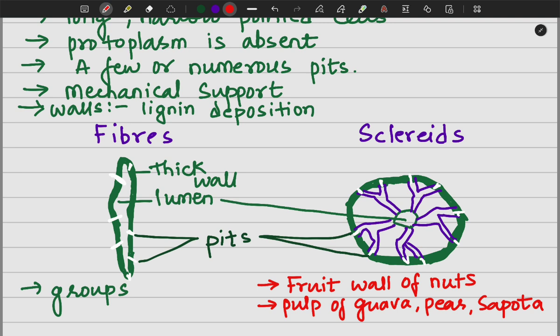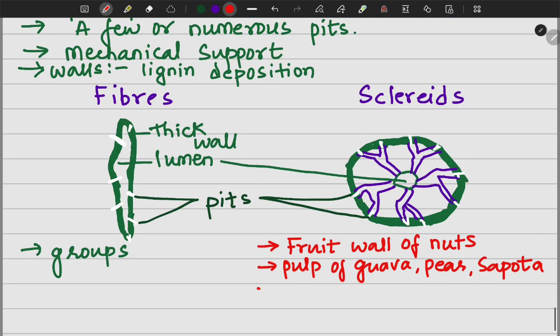And sclereid is a type of sclerenchymatous cell. So we just studied that they are highly thickened cell wall and they provide mechanical strength. That's why whenever they are present, they will provide mechanical support and they will be hard to touch or when we eat them, like in the pulp of guava and pear and sapota. Also the fruit wall of nuts. So we know the nuts, if you have ever eaten a nut, then the walls are very thick and hard. So that is because of the lignin deposition, right? And the walls have these cells called sclereids.